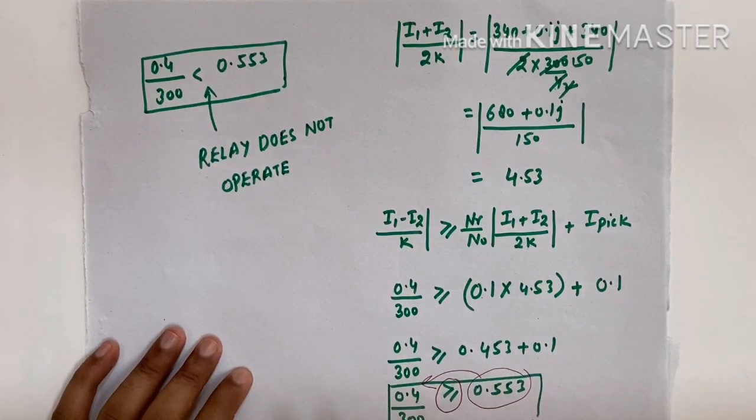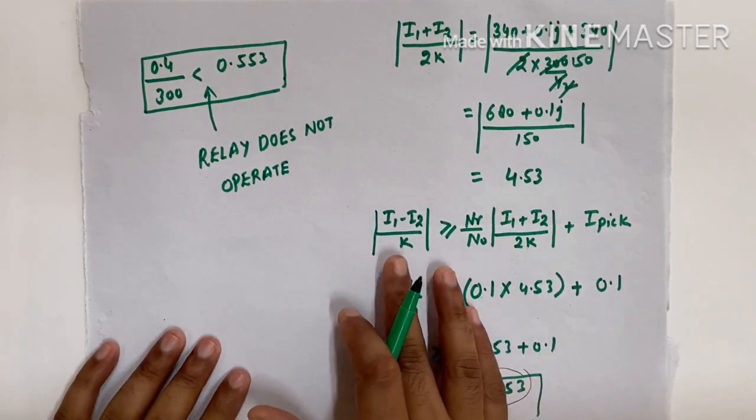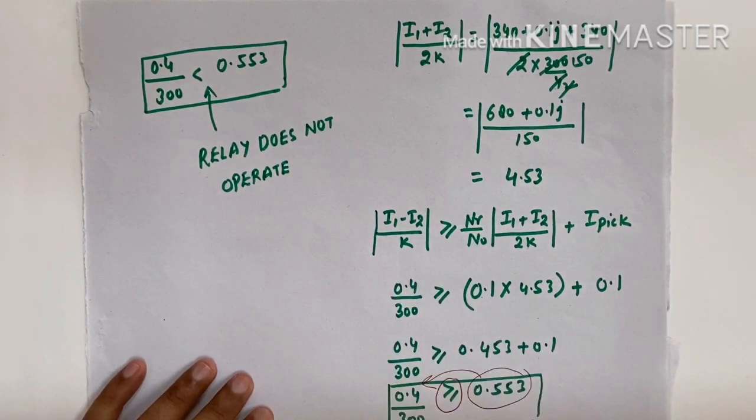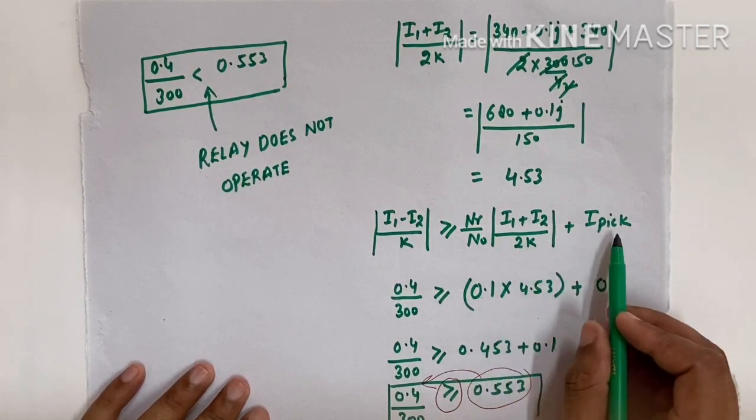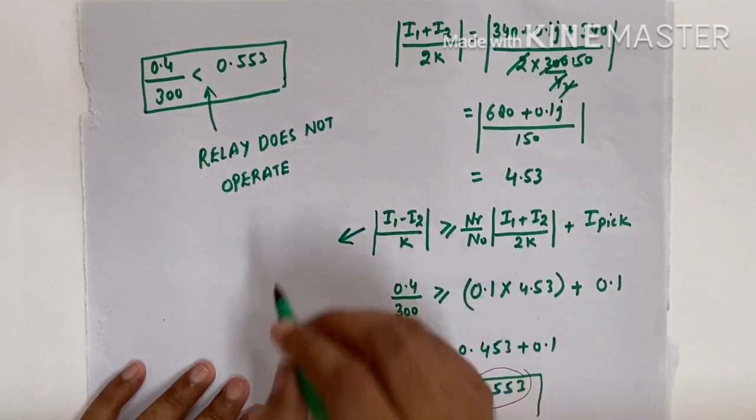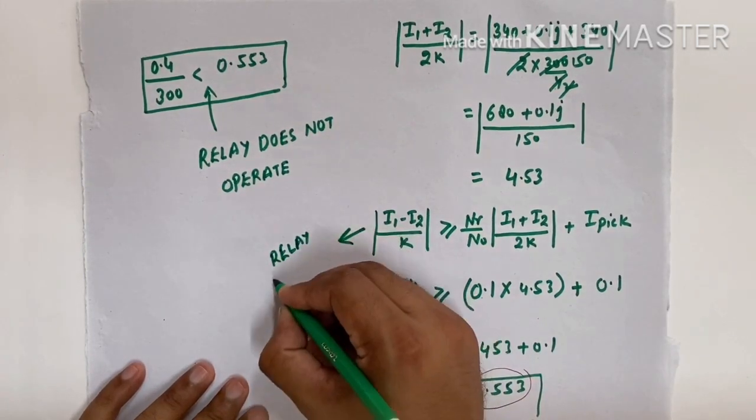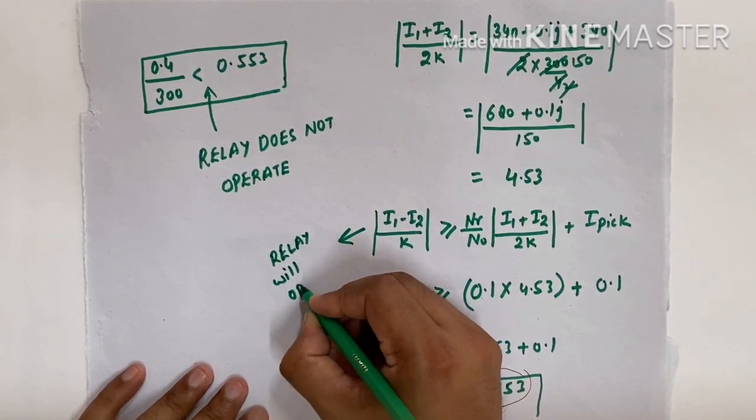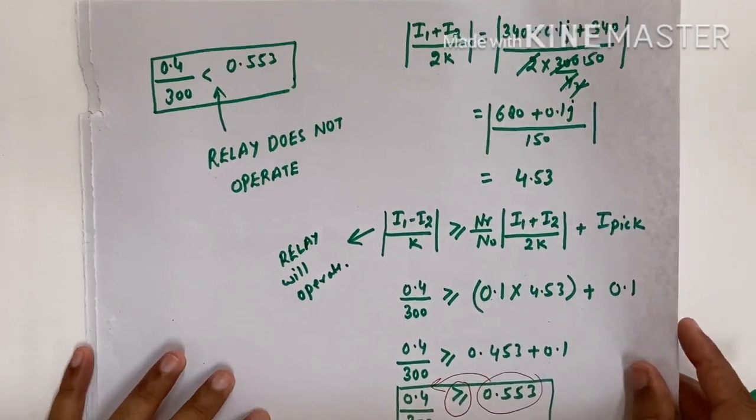The question is based on the differential relay. You have to remember one point only: I1 minus I2 by K is greater than or equal to NR by N naught times I1 plus I2 by 2K, plus I peak. This is the general condition for the relay to operate. The relay will operate at this point only. Okay, now see another topic, that is the directional relay.